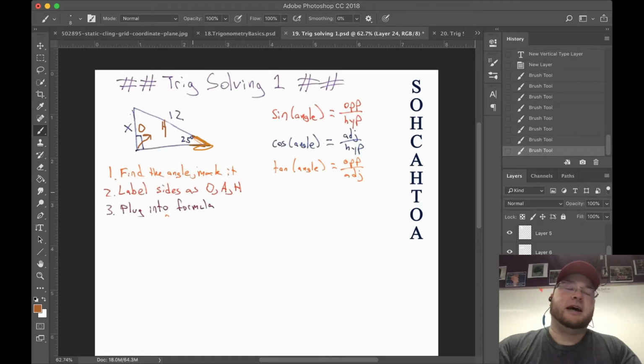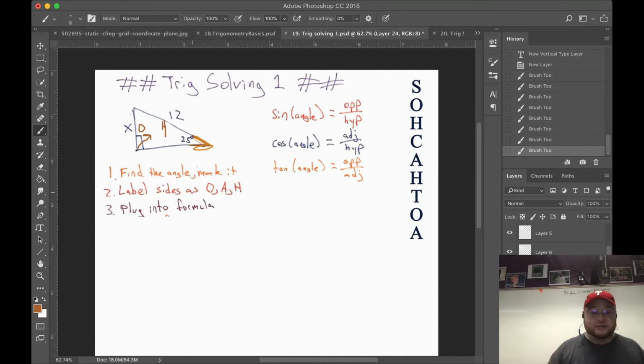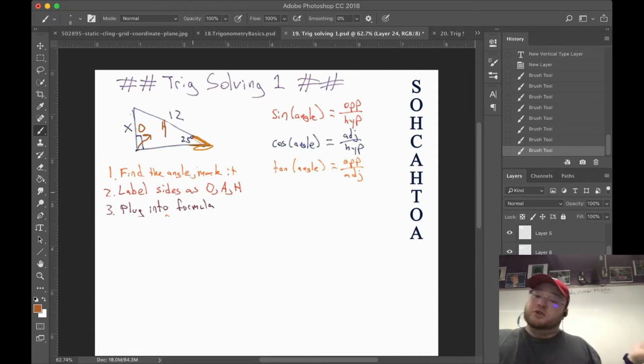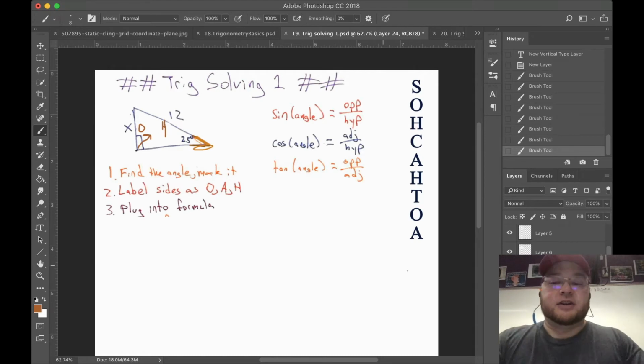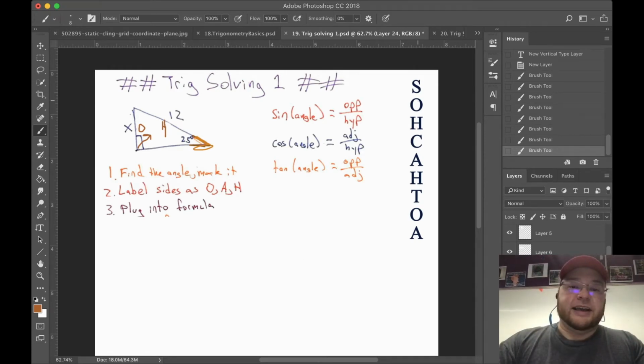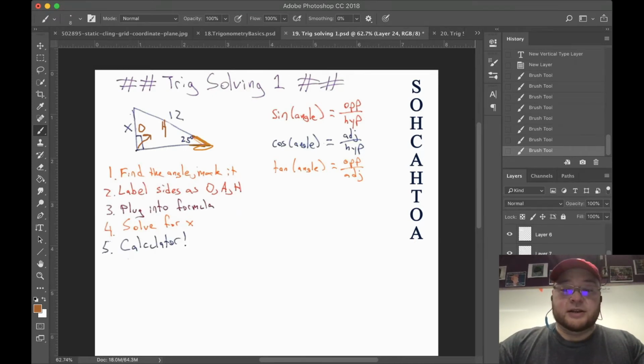How I think of this in my head is: I have O and H. Which one of those is OH? SOH, CAH, or TOA. It's OH, sine. So now you plug into the formula, sine of the angle equals opposite over hypotenuse. Then you solve for X and put it into your calculator. So sine of the angle, which is 25 degrees, equals opposite, which I've labeled as O, which is X, over 12.